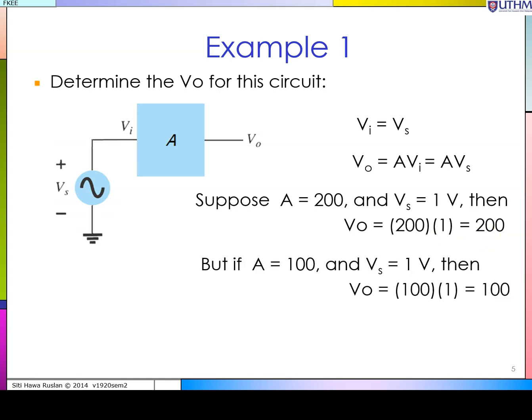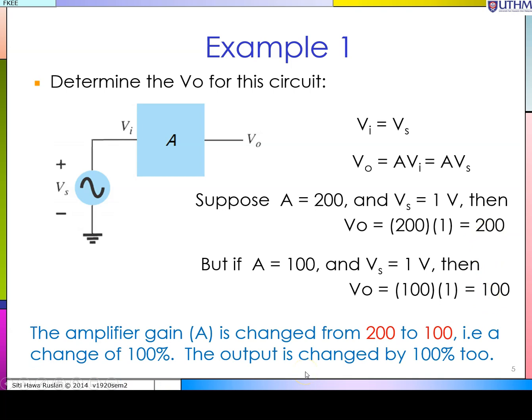But now, suppose that this amplifier has been changed to a gain of 100. The input is still 1 volt. Your Vo right now will be A multiplied by the input, which is 100. So there is a change of gain from 200 to 100, and your output also changes from 200 to 100. So there is a 100% change in the output, due to the 100% change in the gain.